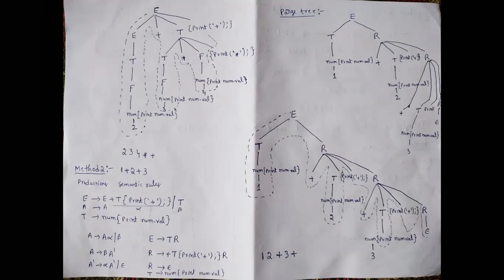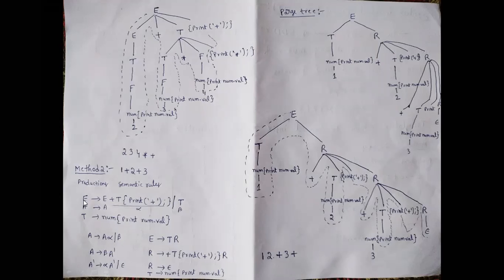The production is in the form of A produces A alpha or beta. Then the productions are A produces beta A dash, and A dash produces alpha A dash or epsilon. So these are the productions. Our productions are in the form of left recursive productions, and we have to eliminate the left recursion by using the following rules. Okay, so what are the rules here? We have the production A produces A alpha or beta. Then A produces beta A dash, and A dash produces alpha A dash or epsilon. So this is the elimination production for this statement.